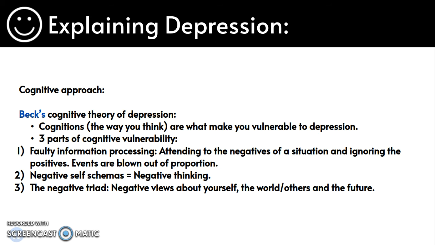Secondly, negative self-schemas. Negative self-schemas are negative thinking about yourself. And as you may know, schemas are packets of information that are formed through experience. So in this case, you think negatively about yourself. Thirdly, the negative triad. So you have negative views about yourself, the world, others, and the future. So it almost forms a triangle.